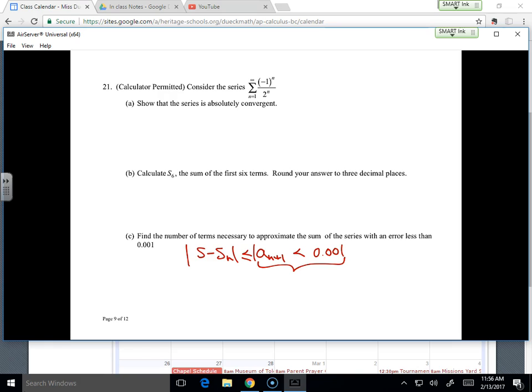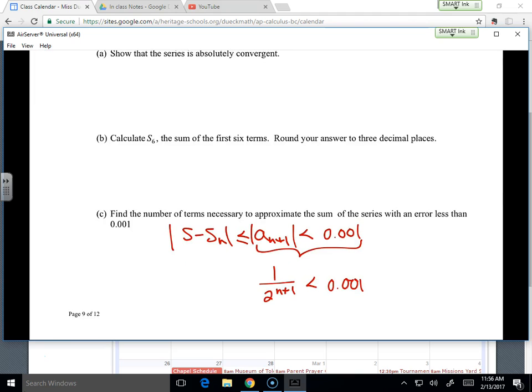Remember, it's the absolute value of the n plus first term, so let's ignore the alternating part of the series up above. So we just take 1 over 2 to the n plus 1, right? The n plus first term is less than 0.001. Basically, you solve it. So, how do we solve that? Multiply both sides. Set it up. Yeah, we can make it nice and pretty, right? So we have 1 over 2 to the n plus 1 less than, that'd be 1/10,000,000.